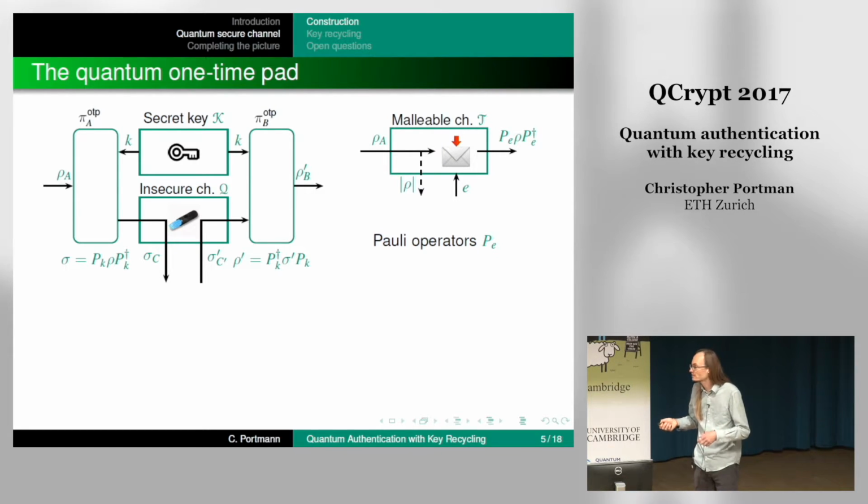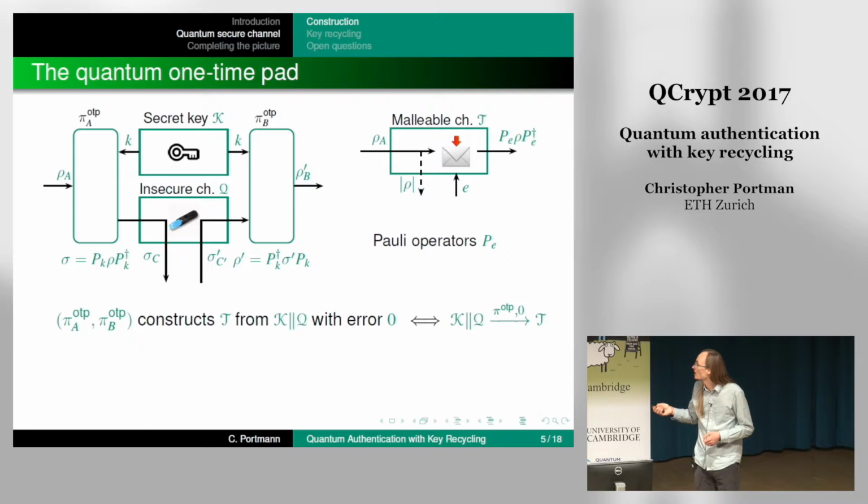So if you do this in the classical case, the classical one-time pad allows Eve to flip bits of the message. In the quantum case, this allows Eve to flip either bits or phases of the message. So how do I state that formally? If you were at the talk this morning, you've probably got an idea, so I'll just go through it quickly. We want to say that our protocol constructs this channel given these resources.